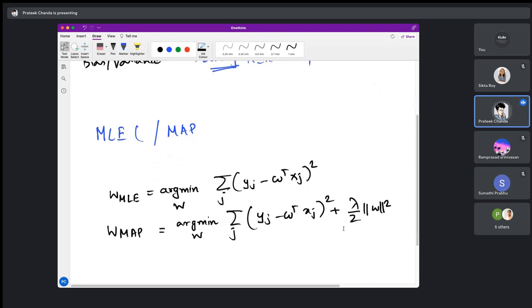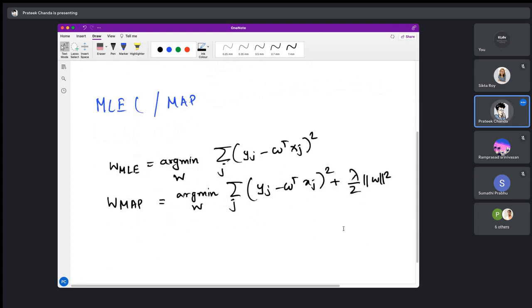As we saw last week also, we ended on this note: for the MAP estimate, the weight vector gets an extra additional term, which is lambda by 2 times the norm of w square. In case of W_MLE, we just have a simple expression, which is just the L2 loss objective function. So we now come to the concept of regularization.